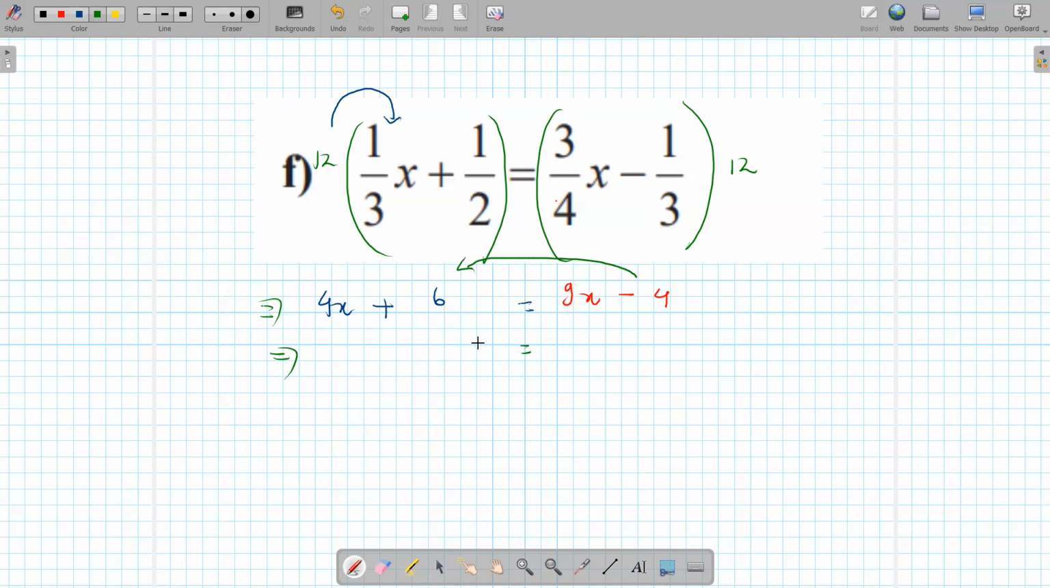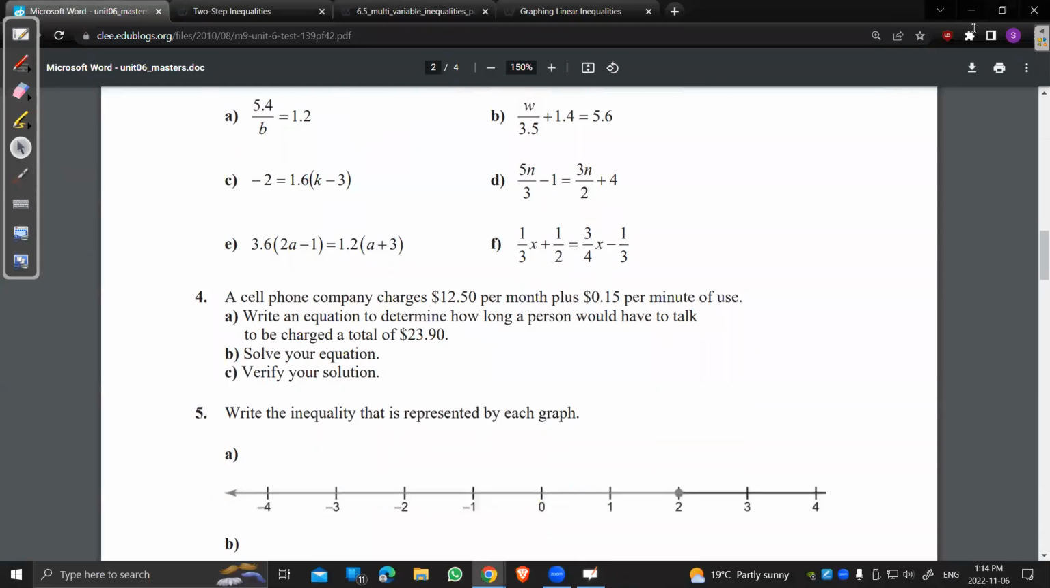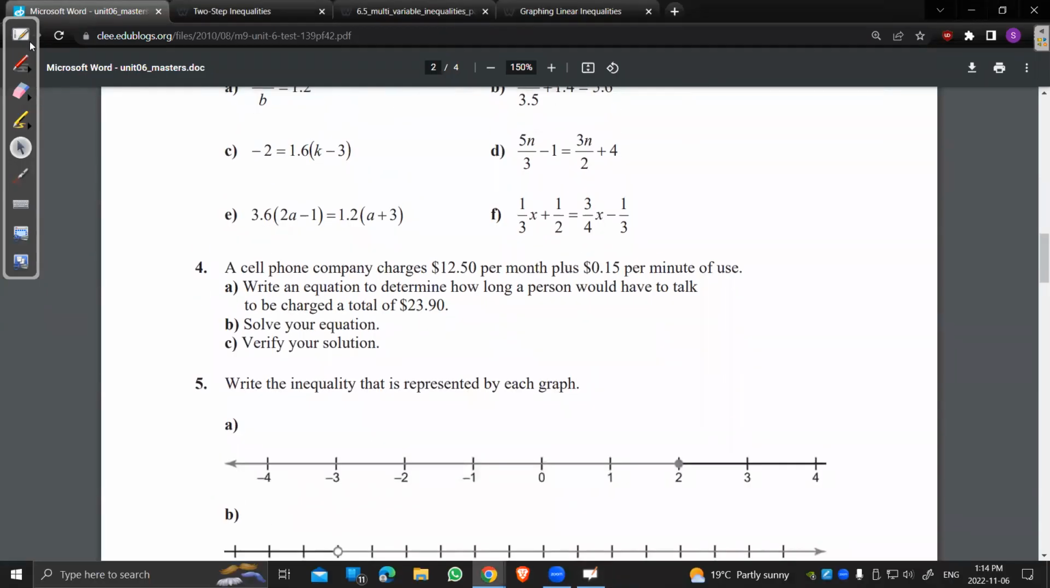Add 4 on both sides, you'll get a 10. Subtract 4x from both sides, you'll get 5x. So therefore x is 2, final answer. Okay? So this is a neat little trick, basically killing off all the fractions. This one's pretty simple. You just open the brackets and put the like terms on both sides.